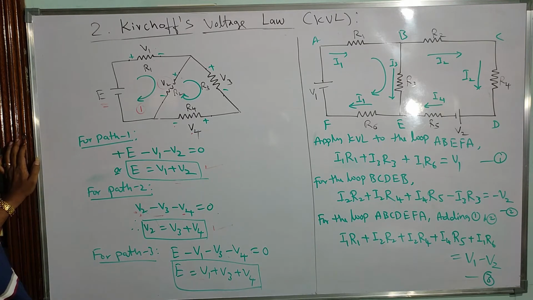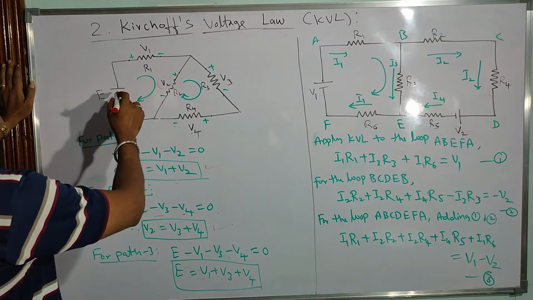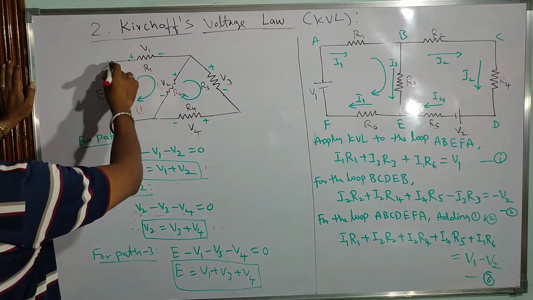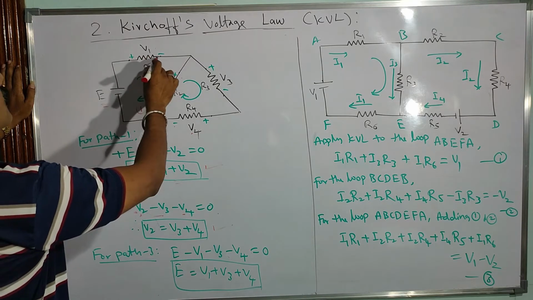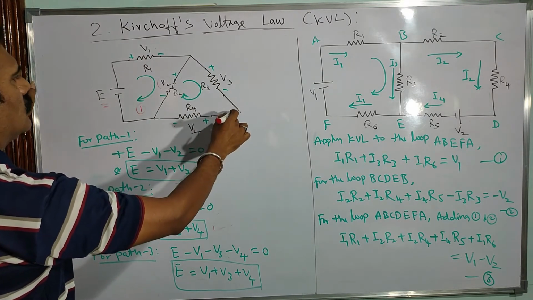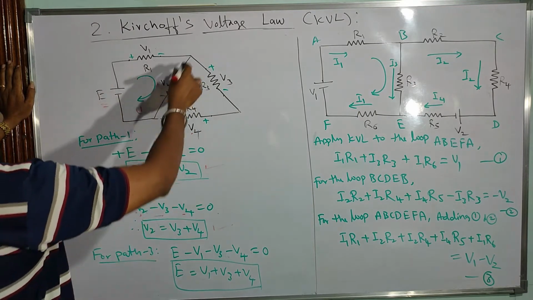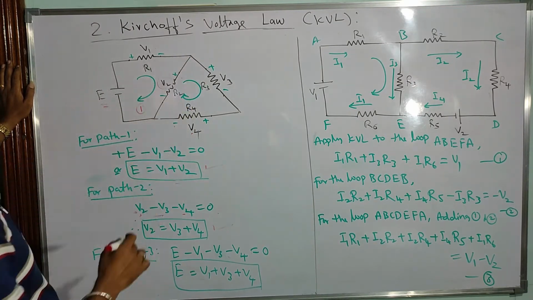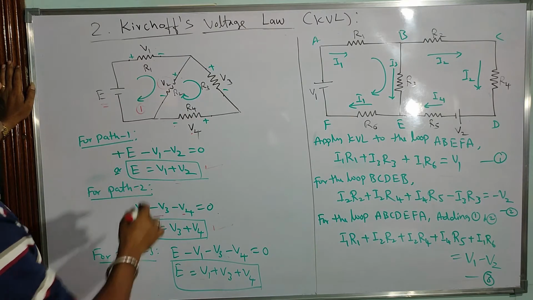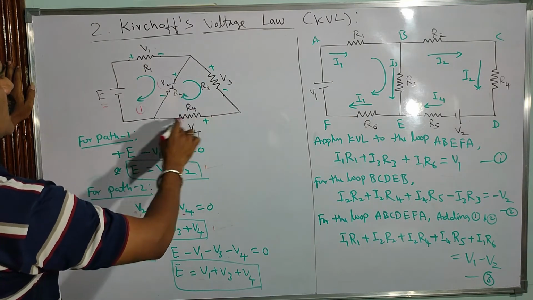One more path we can observe in the network. Starting from the battery positive terminal, you go through R1, through R3 and through R4, and then it closes at this point. The middle resistor R2 can be ignored here. So that is also another path for the flow of current, correct?